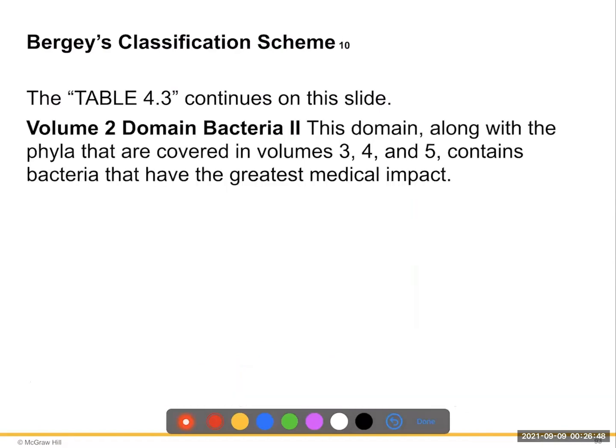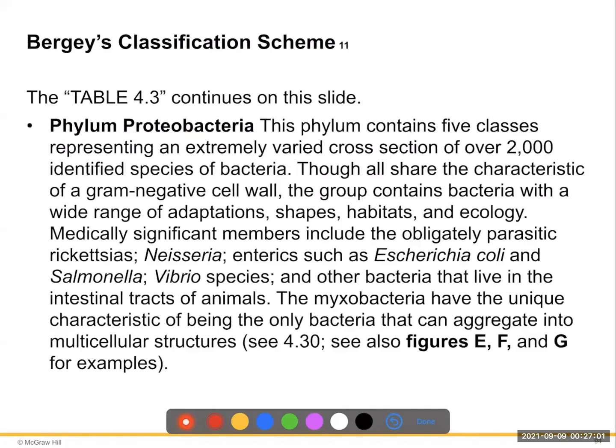Volume 2 of this book contains domain Bacteria 2. This domain, along with the phyla covered in volumes 3, 4, and 5, contain bacteria that have the greatest medical impact for humans. Phylum Proteobacteria contains 5 classes, representing an extremely great cross-section of over 2,000 identified species of bacteria. They all have characteristics of gram-negative cell walls. Remember the thin cell walls; they contain bacteria with a wide range of adaptations, shapes, habitats, and ecology.